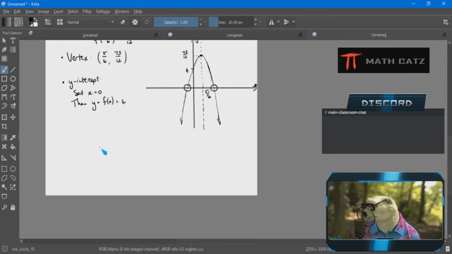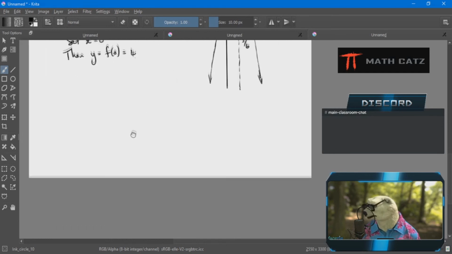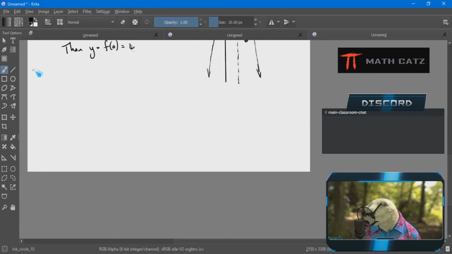Ooh, we have some space, not a lot. Let's hope it's enough. X-intercept. Looking at the graph, I know there will be 2, but sometimes there is, sometimes there isn't. So it's going to be x equals, I'm going to write it down again, negative b plus or minus square root of b squared minus 4ac over 2a.